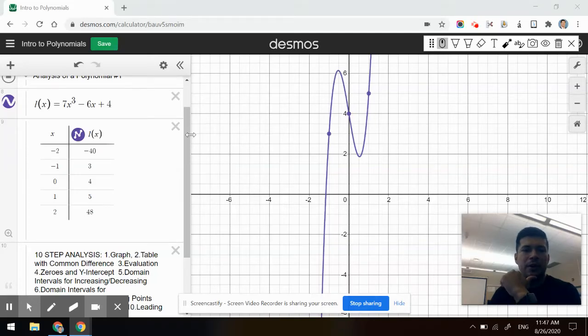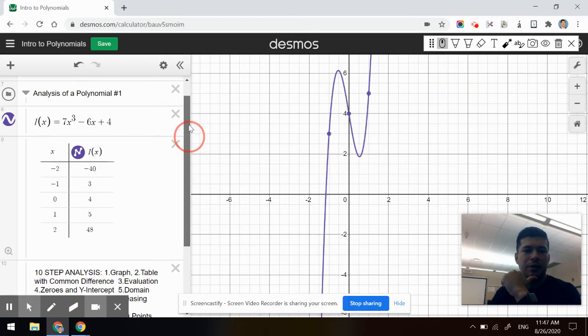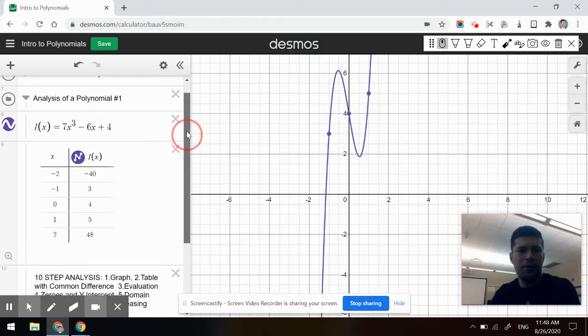All right, guys, let's talk about analyzing polynomials. So here we're going to analyze the polynomial 7x cubed minus 6x plus 4. And we're going to notice some of the important features.